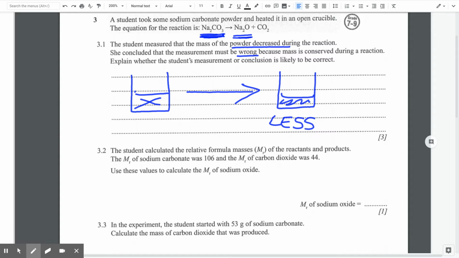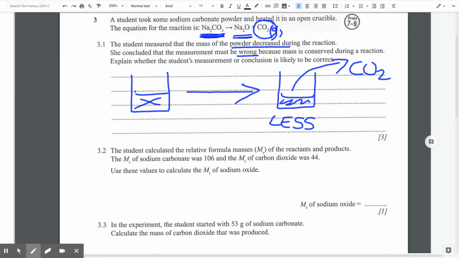Now the problem with that is the extra product is carbon dioxide. It's undergoing a thermal decomposition here. And during thermal decomposition, the carbon dioxide is given off. And carbon dioxide, as we know, is a gas. And so the carbon dioxide has essentially come out of the beaker that she has subsequently weighed.